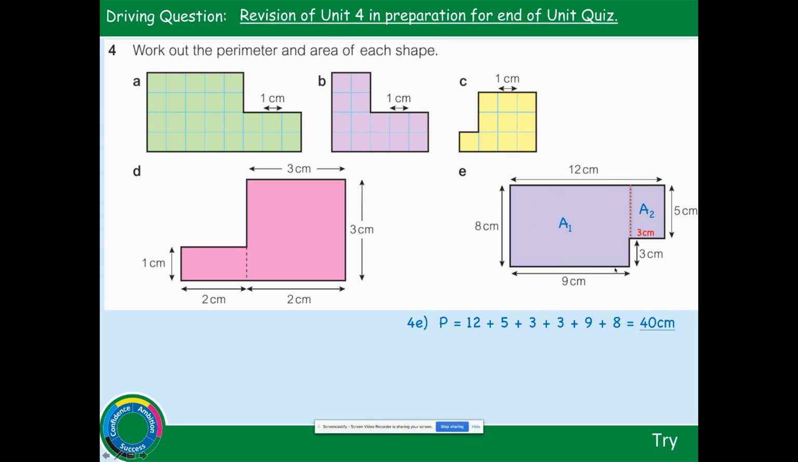This one is 9 times 8. 9 along there times 8. So 9 times 8 is 72. For this little one here, remember we found that distance is 3, so it's going to be 5 times 3. Add the two together, we get 87 centimetres squared.